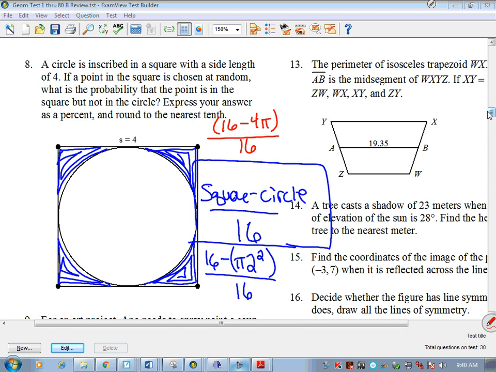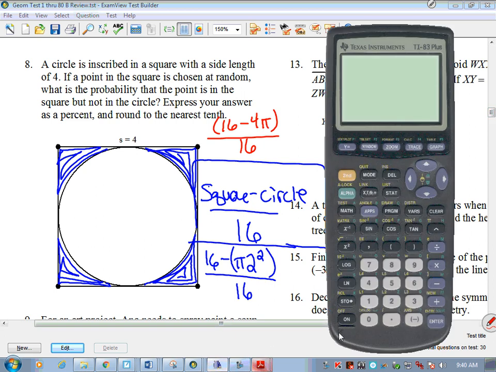All right, so let's come over here to our calculator. Let's get our numerator. We got 16 minus 4 pi. We're going to be as exact as we can. Okay, and I'm going to divide that by 16. I'm getting 0.21, but what does it say it wants my answer in? Percent. What is 0.21 as a percent? 21, and you could say 21.5%, something like that.